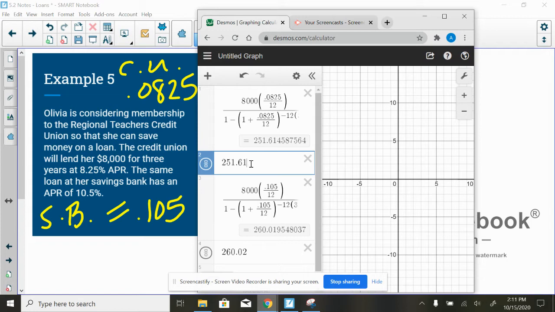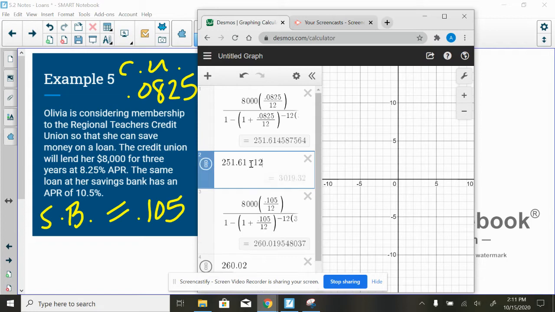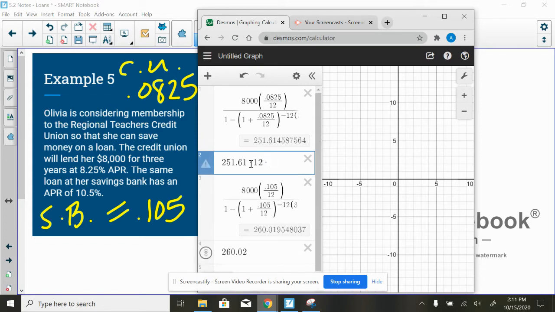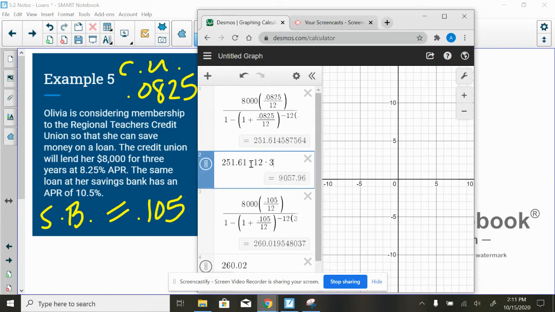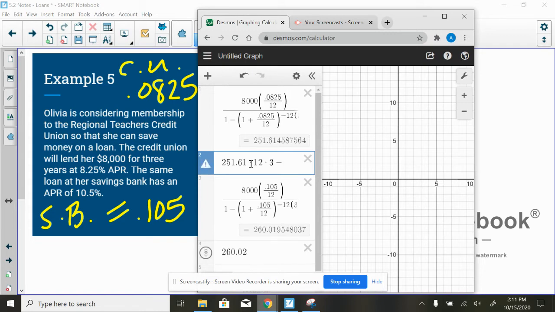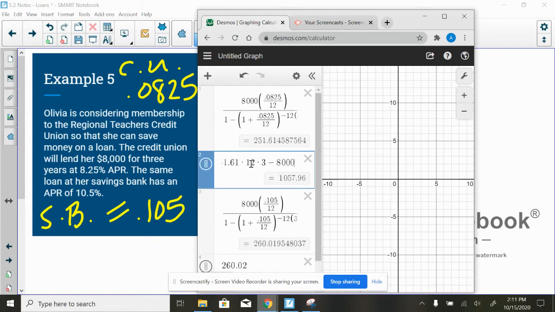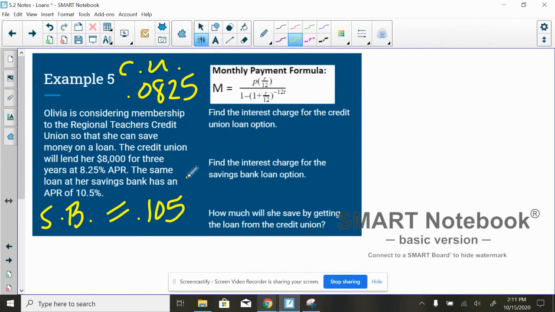Just like we did on the first 4 examples, you're going to take that monthly payment, multiply it by 12, and multiply it by the time value of 3 years. So we can see for the credit union, $9,057.96 is the total amount paid. And we are going to take that amount and subtract the original loan, which was $8,000, to get $1,057.96. That is the interest that she's going to pay at that 8.25% interest rate.